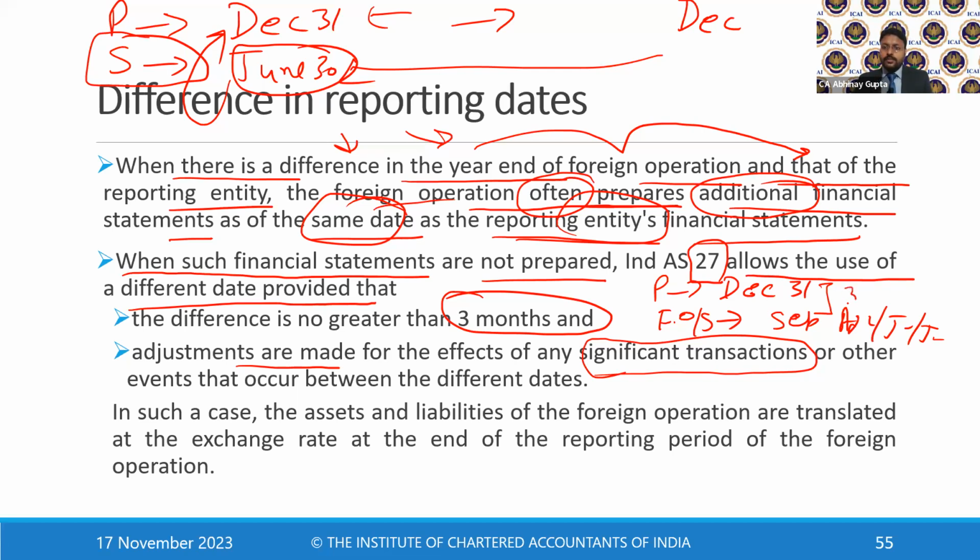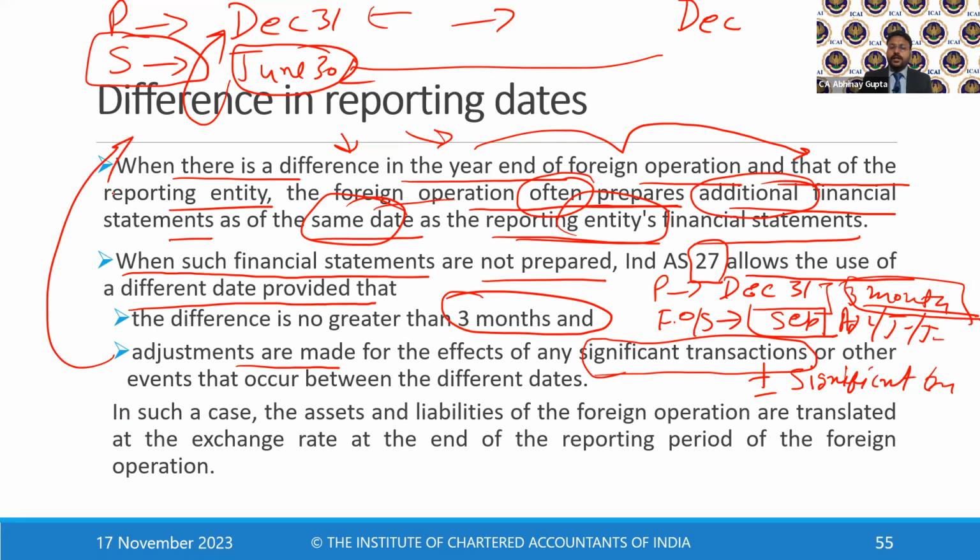But if the period is up to 3 months, right, then we can use these September financial statements and adjust for the significant transactions for these 3 months that happened in the books of the foreign operation, and we will come up with the adjusted September financials reflecting the effect of the significant transactions. Then that financial will be used by the parent company for the consolidation, right?